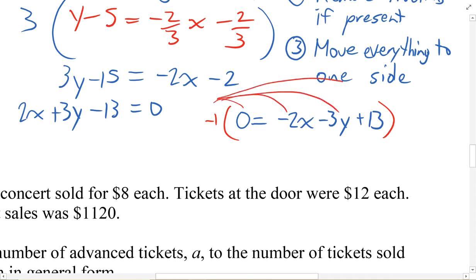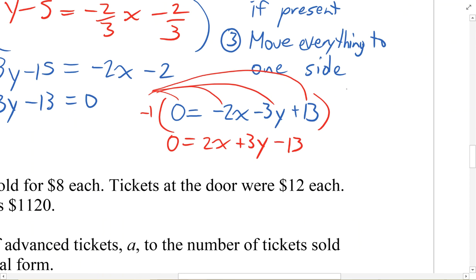You're multiplying all the terms. And so what happens is your terms just change signs. Okay. And now you can see they're exactly the same.